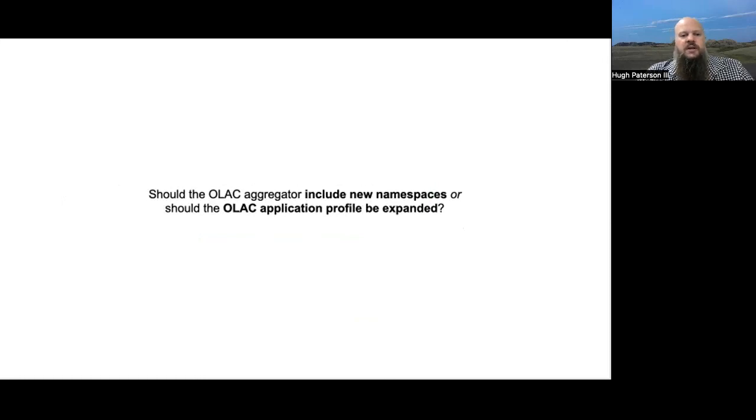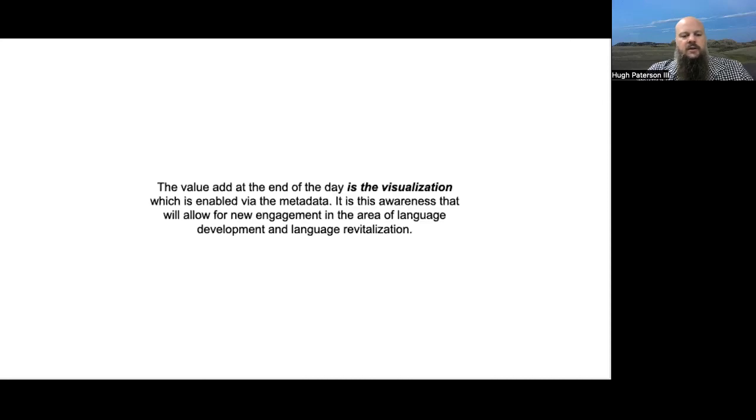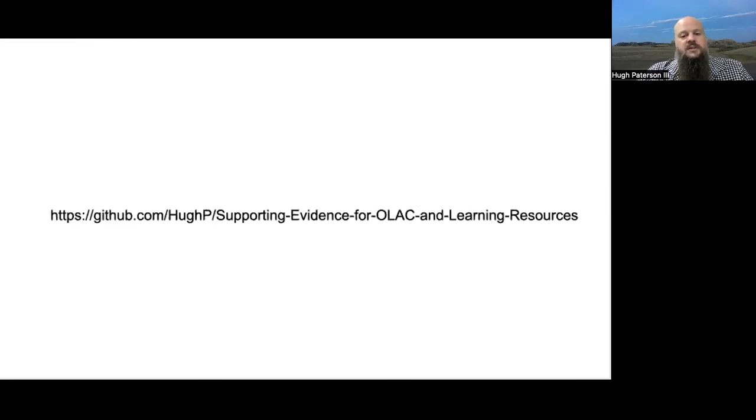This brings up a great engineering question that I think our community needs to address: when we're doing third-party extensions to Dublin Core or to OLAC, should the aggregator include new namespaces, or should the OLAC application profile be expanded to include new terms? There are two different technical ways of adding functionality to the OLAC aggregator. But remember, whichever path we take, the value add at the end of the day is in the visualization, which allows people to work with the embedded metadata from or about those resources. And it's this awareness that will allow for new engagement in the area of language development and language revitalization. You can see the technical work that we've been doing at this GitHub repo. Thank you, and we'll take your questions.